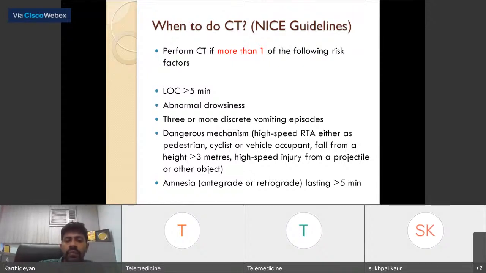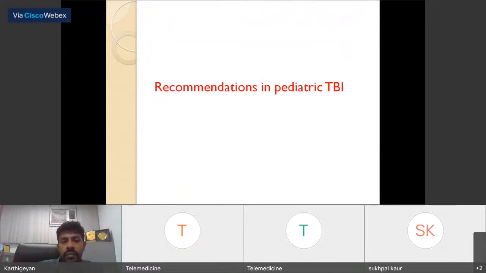The other set of criteria they discuss is if more than one of the following criteria is present: LOC for more than 5 minutes, the child being abnormally drowsy, recurrent vomiting episodes, a high-impact velocity mechanism of injury, or amnesia which lasts more than 5 minutes. Then a CT scan is indicated.